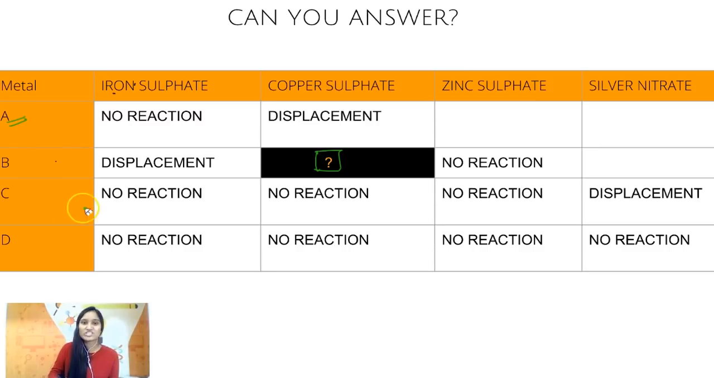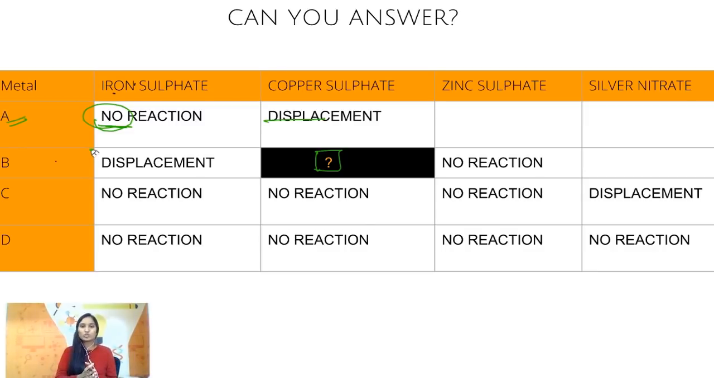When you have a metal A and it's not undergoing any reaction with iron but undergoing a reaction with copper, that means metal A is less reactive than iron and it is not able to displace iron. According to the rules of displacement, only more reactive metal will be able to displace less reactive metal, isn't it? So if A is not able to displace iron, it should be something which is less reactive than iron.